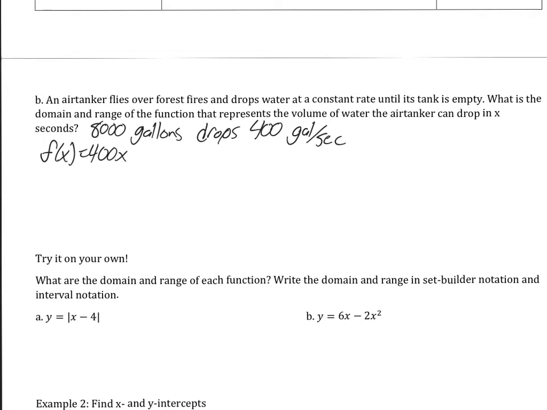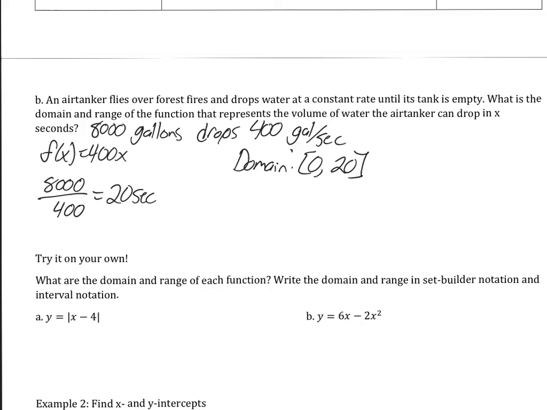Well, thinking about it, my domain is my time, right? So I have 8,000 gallons, and it drops 400 gallons a second. So I'm just going to divide that by 400. 8,000 divided by 400 is 20 seconds. So that tells me that my domain is from 0 to 20. Okay, so that was pretty easy.